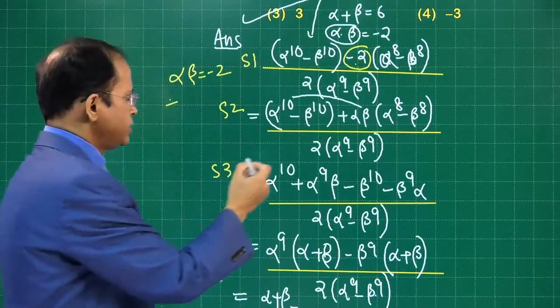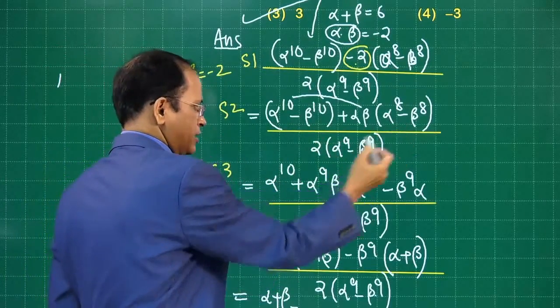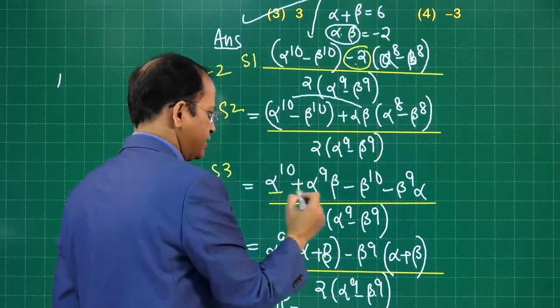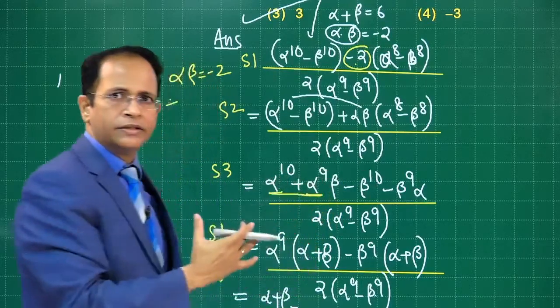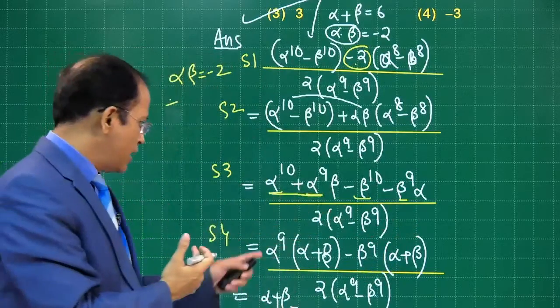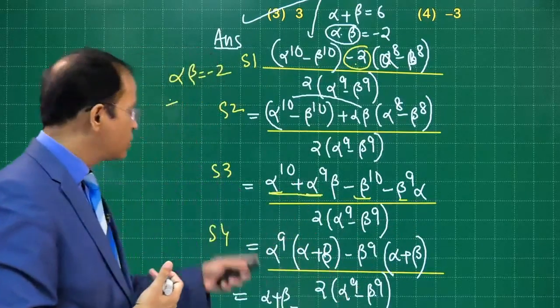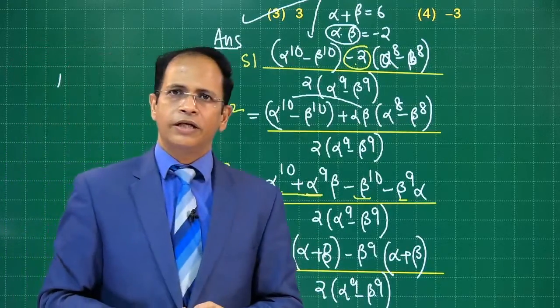Right? Then once we have taken this, we can just substitute and multiply. What we have taken is all the alpha 9, the higher power of alpha, together. Then beta 10, beta 9 we have taken together. Then we have taken alpha raised to the power 9 common and beta raised to the power 9 common. And we can just plug in the values, and we get the answer as 3. Got it?